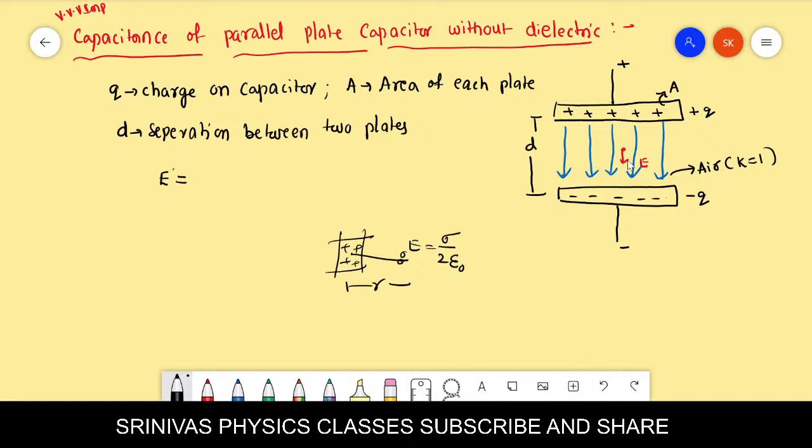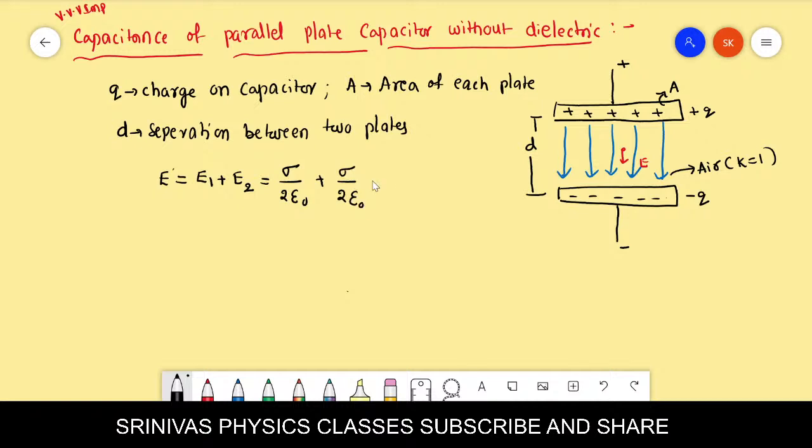Right? Here a negative charged plate is there. Due to the negative charged plate, the electric field is also downward. Due to the positive charged plate, the electric field is downward, away from the positive charge. Due to the negative charged plate, the electric field is also downward. Right? The total electric field will be the electric field due to the positive charged plate plus the electric field due to the negative charged plate. We can write the electric field due to the positive charged plate as sigma by 2 epsilon naught, and due to the negative charged plate also sigma by 2 epsilon naught. Totally we will get sigma by epsilon naught. Okay, this is the electric field.